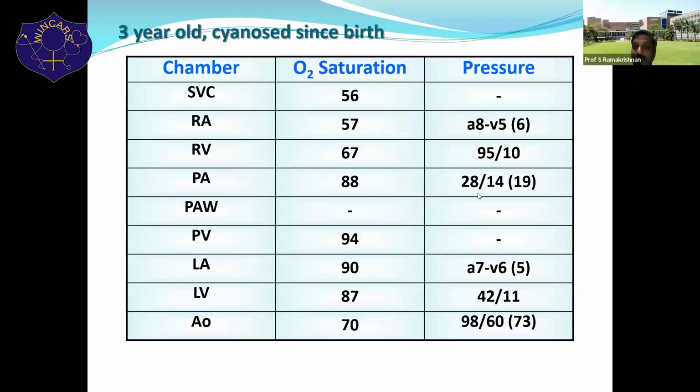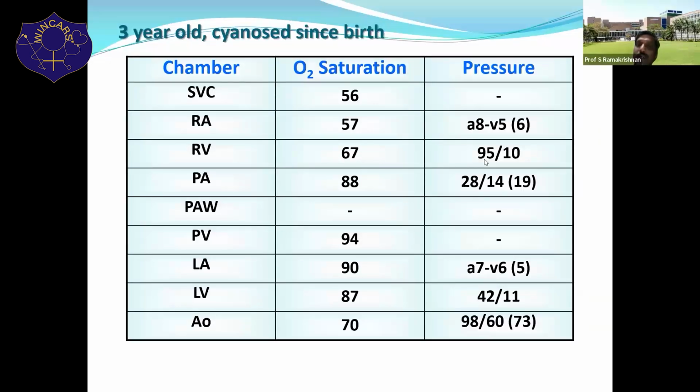So basically there is a malconnection also. PA is 28 and LV is 42. So there is definitely TGA, no doubt about it. So LV versus RV is 90 versus 42. 95 versus 42 systolic pressures.